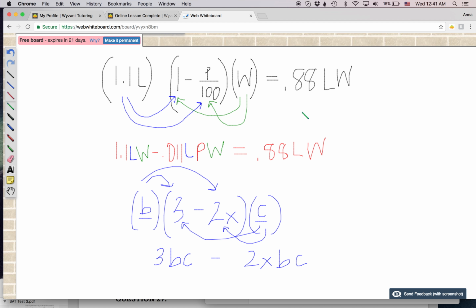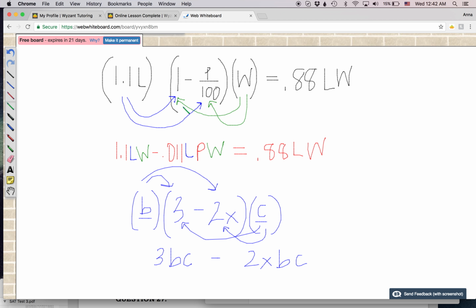Hi, Jackson. So, this is the problem that we talked about earlier today. The fundamental concept is that when you have items in parentheses that are being multiplied by each other, everything that touches the outside of the parentheses must be multiplied by every term inside the parentheses.